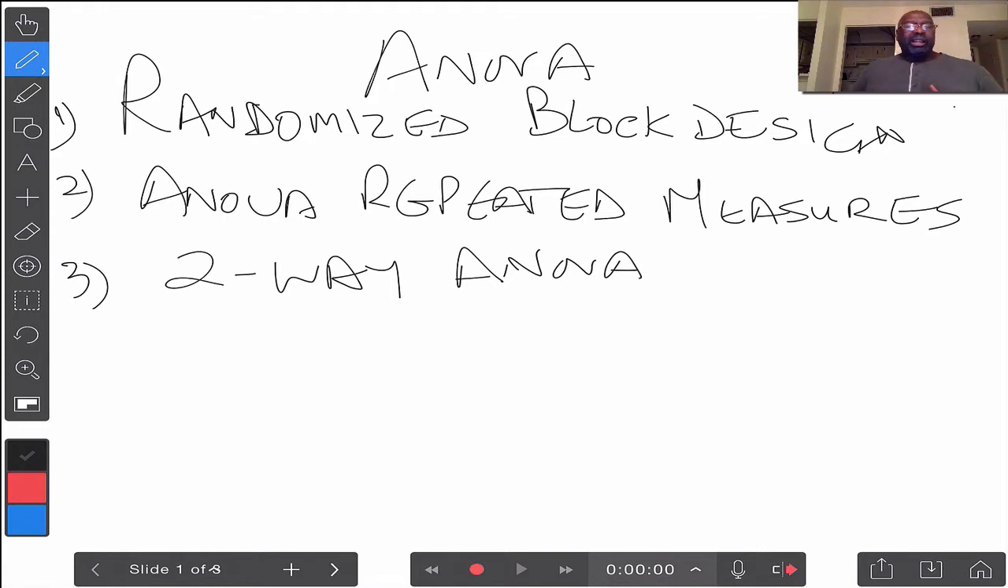But just before we get to that, let's go back quickly to one-way ANOVA and see how we're going to modify what we do from one-way ANOVA to two-way ANOVA. And I think if we could get that, it won't be so hard.